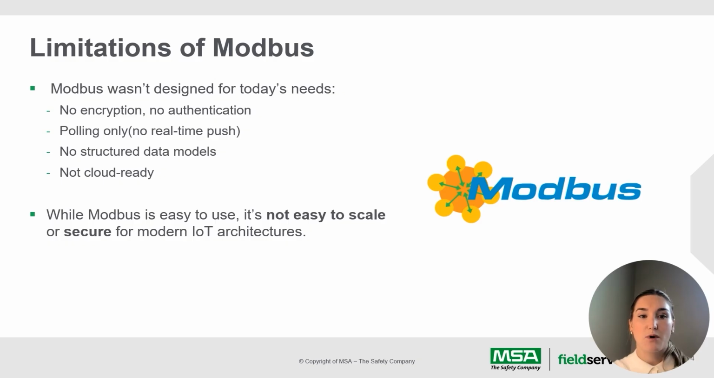To sum this up, while Modbus is simple and easy to implement, it was never meant to be secure, scalable, or internet connected. It's great for legacy systems and basic device communication, but when it comes to modern IoT architectures, Modbus just doesn't meet the requirements out of the box. And that's why in many modern environments, we need solutions that bridge this gap and bring legacy systems into a modern world.